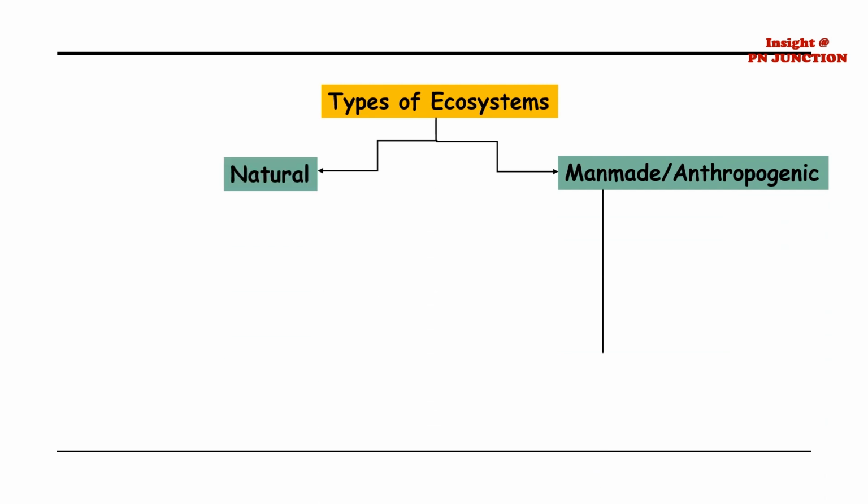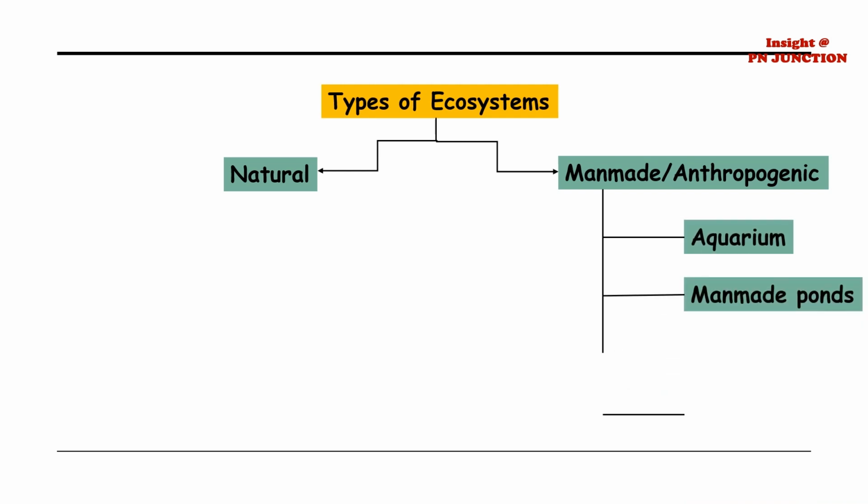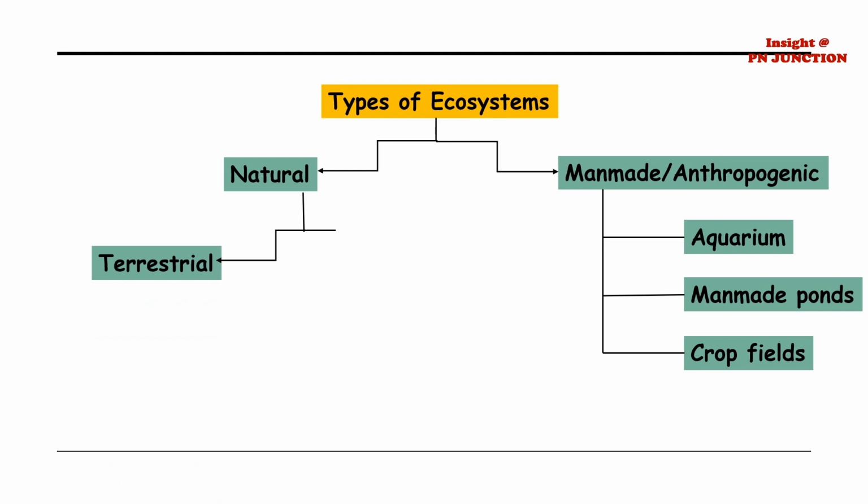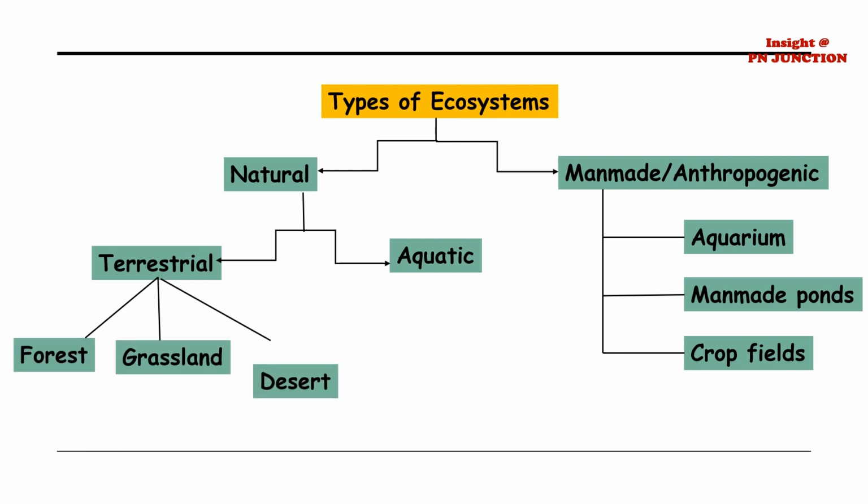Moving ahead, ecosystems can be broadly categorized as man-made and natural ecosystems, which we studied before, in which aquariums, man-made ponds, flats, and crop fields are all examples of man-made ecosystems. Let us understand what natural ecosystems are. They can be grouped into two major categories, that is, terrestrial and aquatic.